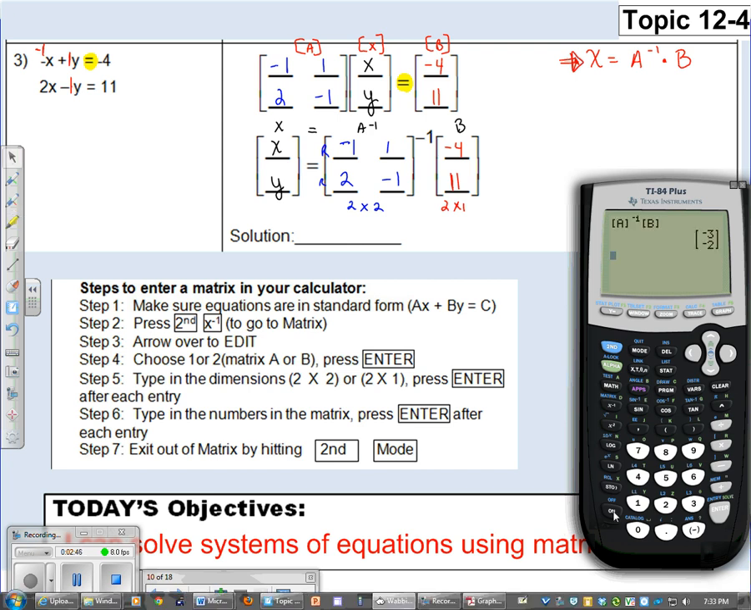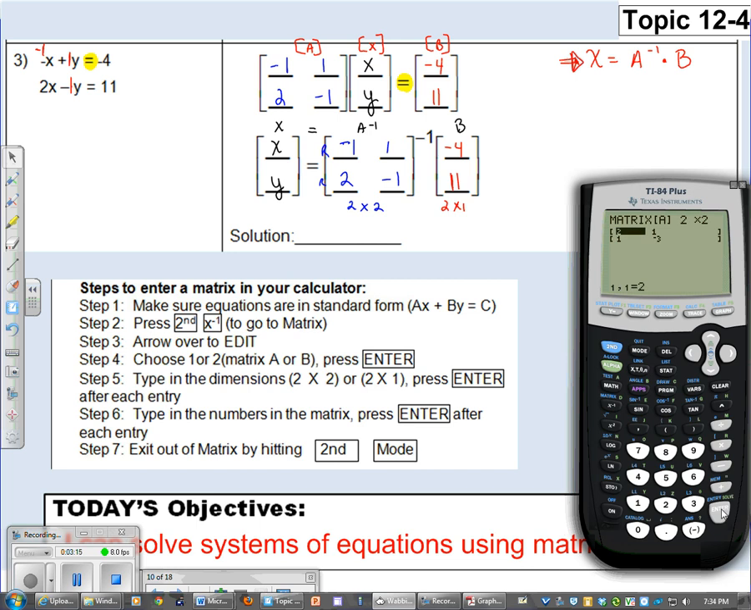So step 1 was making sure that the equations are in standard form. Yes, they are. Step 2, we hit second, and then the x to the -1 to get to matrices. We're going to go over to edit and choose number 1 so we can put in matrix A. Matrix A is already a 2 by 2. The good thing for us is that typically that is all we're going to be dealing with in this class. So we can just press enter.